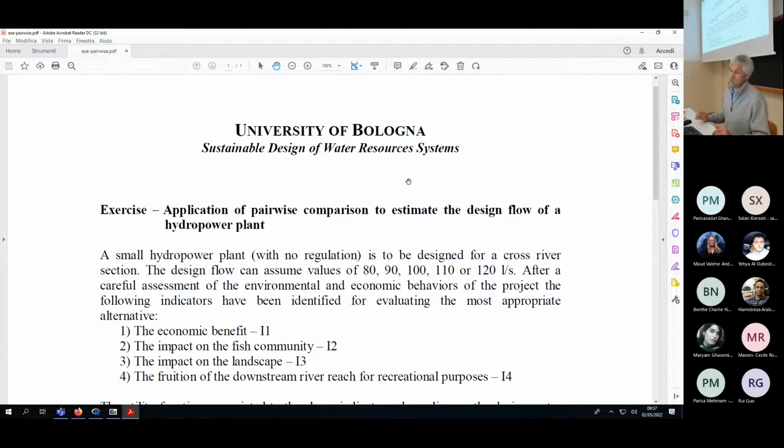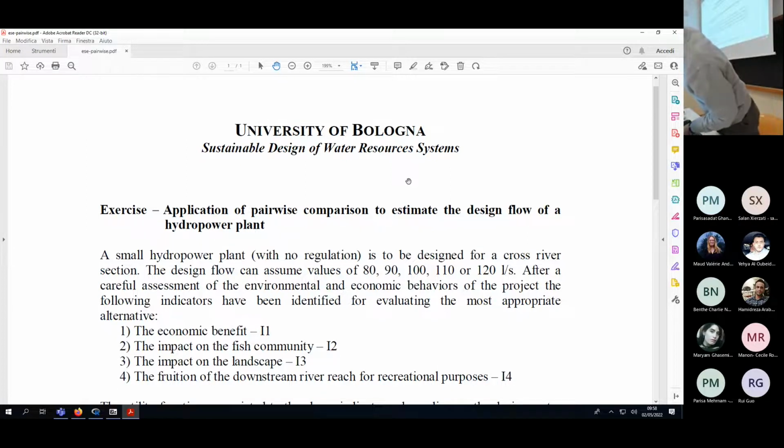Okay, so this is the exercise. I'm reading the text: application of pairwise comparison to estimate the design flow of a hydropower plant. The text reads: a small hydropower plant with no regulation, meaning there is no accumulation of water upstream of the withdrawal, is to be designed for a cross-river section. The design flow can assume values of 80, 90, 100, 110, or 120 liters per second.